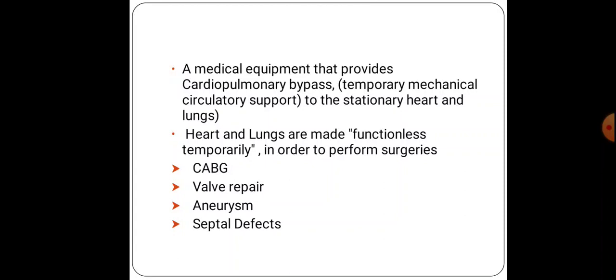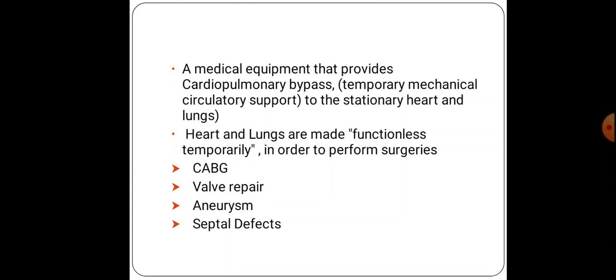There are 4 valves present in the heart. If there is any damage or any obstruction in the valves, we are going for the valve repair. Then aneurysm. Aneurysm is nothing but a bulging or ballooning in the aorta region. And septal defects, which is nothing but the heart consists of the septum region. In that septum region if there is any damage we are going for the surgery.